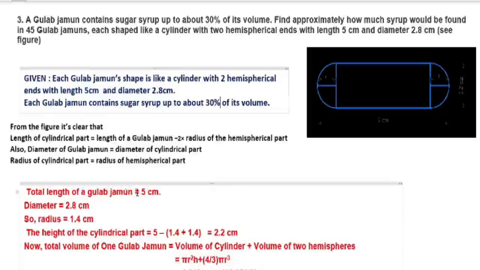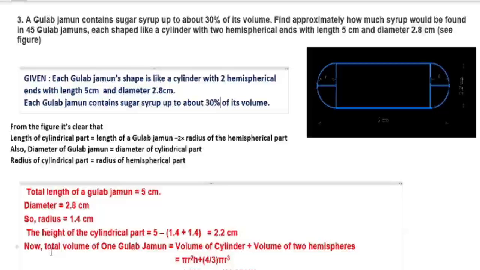Total length is given, that is 5 cm, diameter is 2.8 cm, so radius is 2.8 by 2, that is 1.4 cm. And the height of the cylindrical part or length of the cylindrical part is 5 minus 1.4 plus 1.4, that is 2.2 cm.